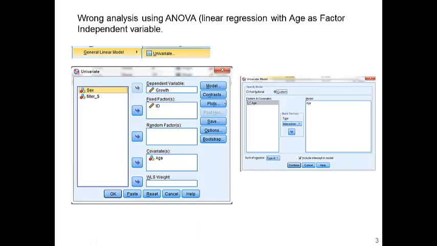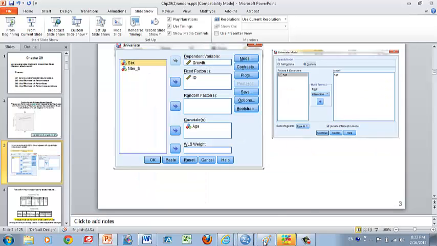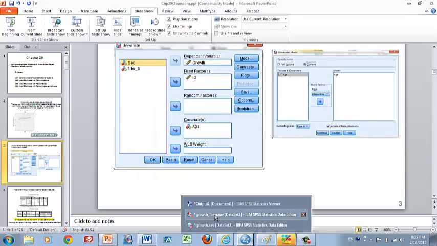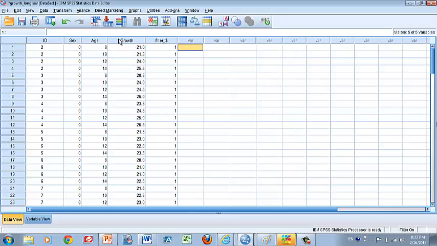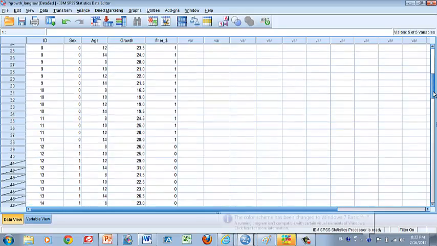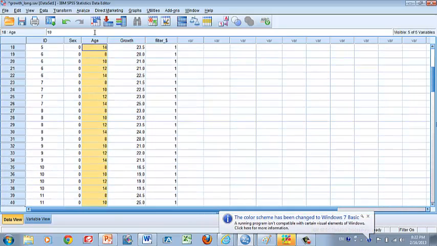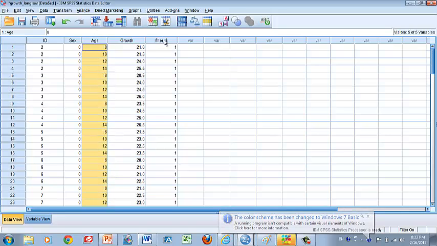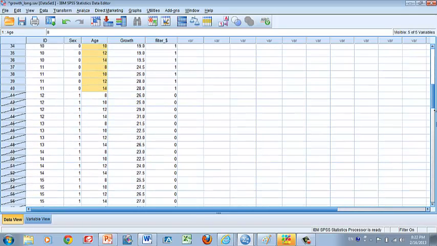So let's go ahead and conduct the linear regression. I know it's wrong to do linear regression, but I'd like to see what happens if you mistakenly conduct it. The data set we have is this. And again, we are only assessing the effect of age on dental growth measures among 10 girls, so we are going to unselect the boys' measurements.